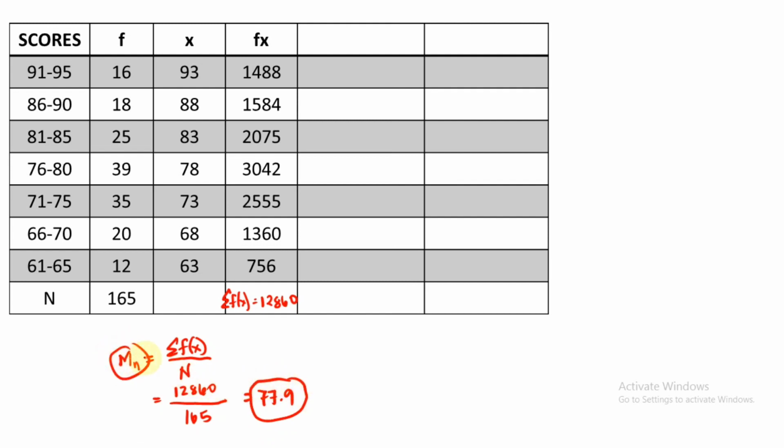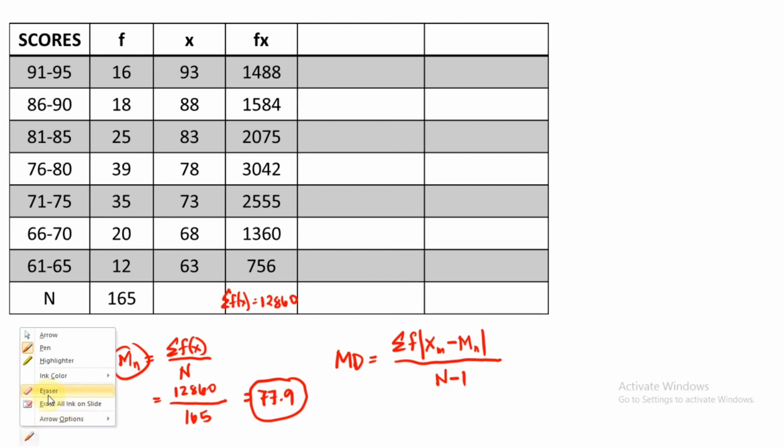Next, the formula in finding the mean deviation is MD equals the total sum of frequency times the absolute value of x sub m, or the midpoint, subtract the value of the mean, over n. Just n for now. Let's erase that. So that is the formula in finding the mean deviation.